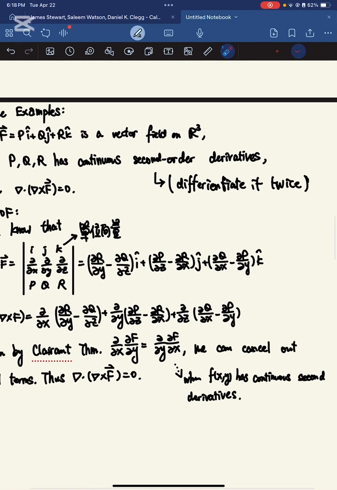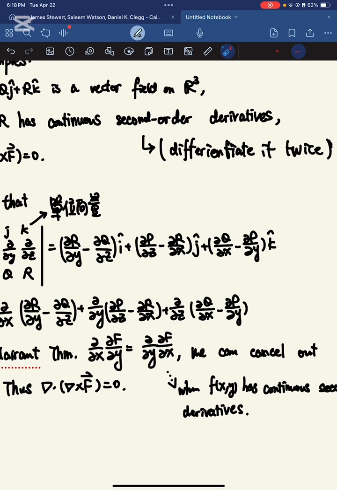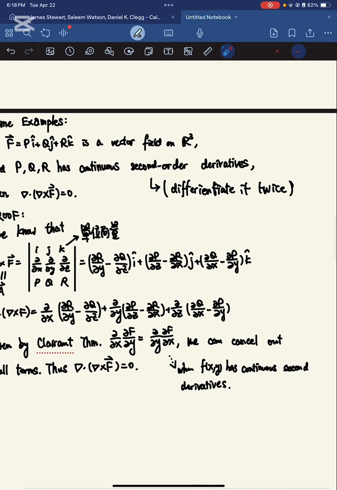The last thing is, looking at this form, by Clairaut's theorem we find that, for example, P partial z partial y here is minus partial y partial z, so we can cancel them out. Why? Because by Clairaut's theorem, if a multivariable function has continuous second derivatives, we can exchange the order when we differentiate it. So these are the same.